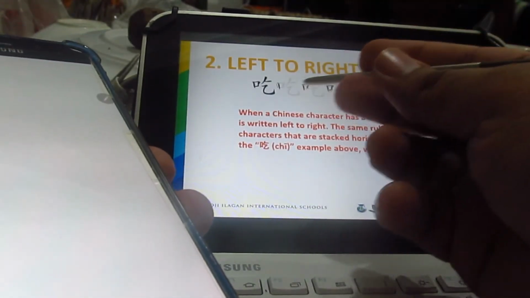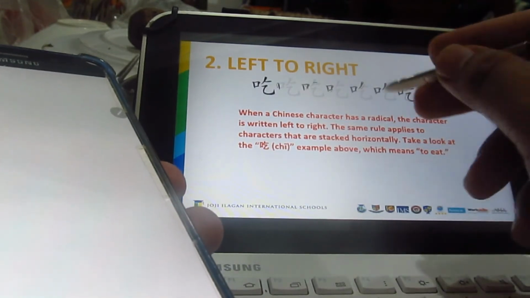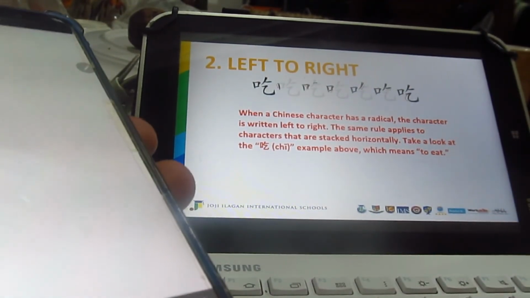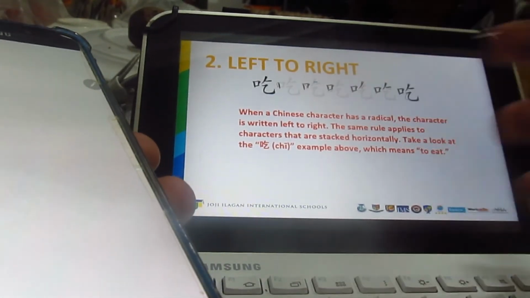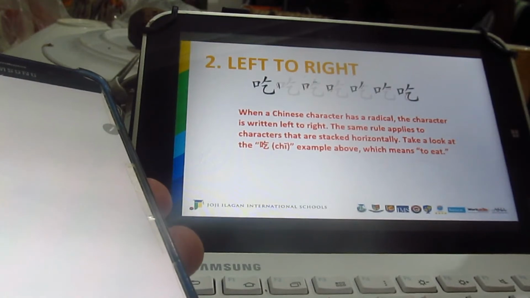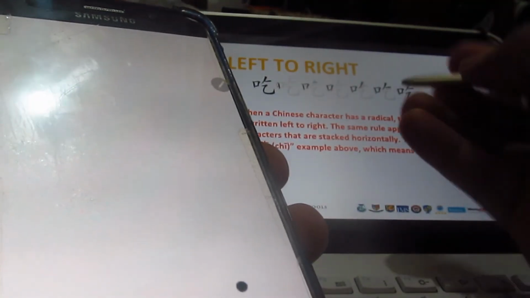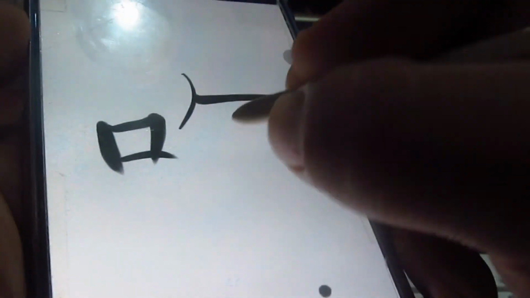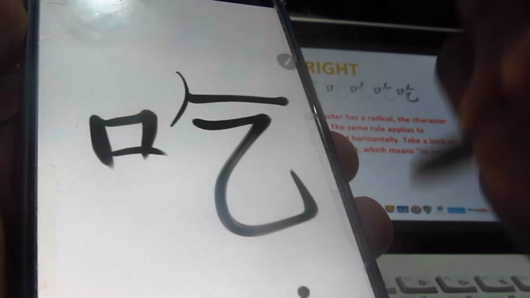Next rule, left to right. When a character has a radical or like a main character or reference character, the character is written from left to right. The same rule applies to characters that are stacked horizontally. Like for example, the word chi, or to eat. Let's start first with the character on the left. 1, 2, 3, 4. Then 5, 6, and 7.